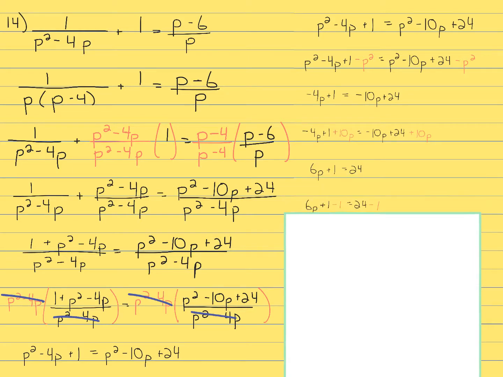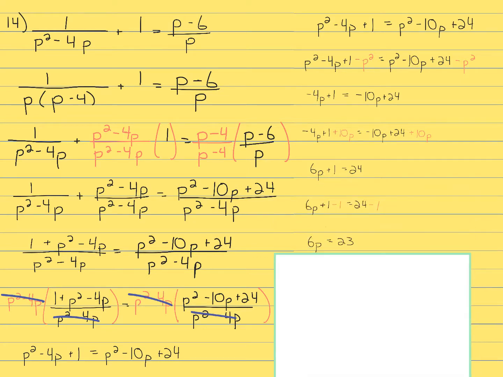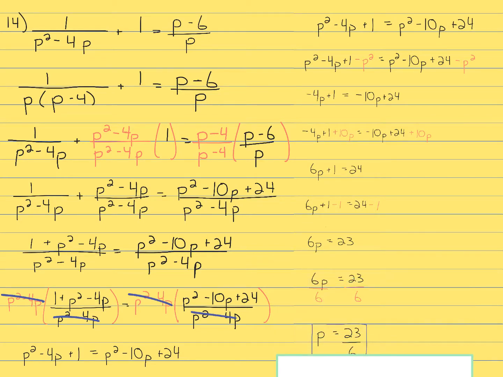Anyway, what I'm going to do now is, instead of putting it all on one side equal to 0, I don't need to do that because I'm not factoring it. I don't need to think about it like that. I'm just solving for p. Okay? And so I subtract 1 from both sides, and I get 6p equals 23. And then I divide both sides by 6, and I get p is equal to 23 over 6.